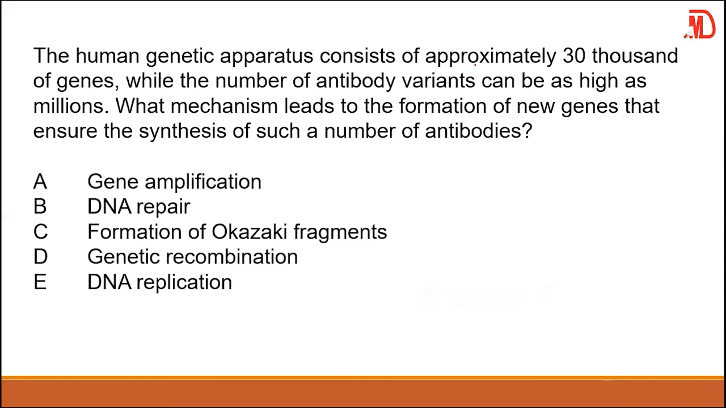The human genetic apparatus consists of approximately 30,000 genes, while the number of antibody variants can be as high as millions. What mechanism leads to the formation of new genes that ensure the synthesis of such a number of antibodies?